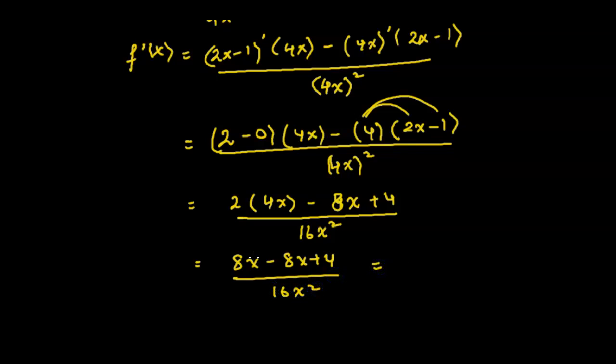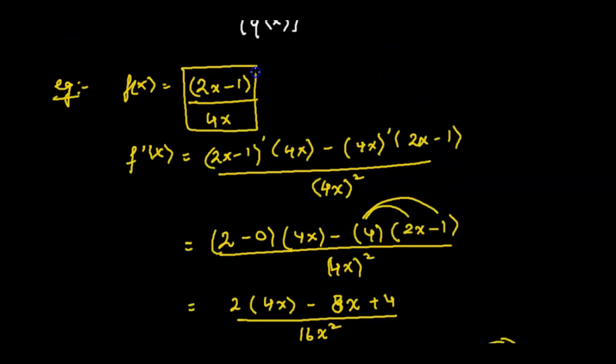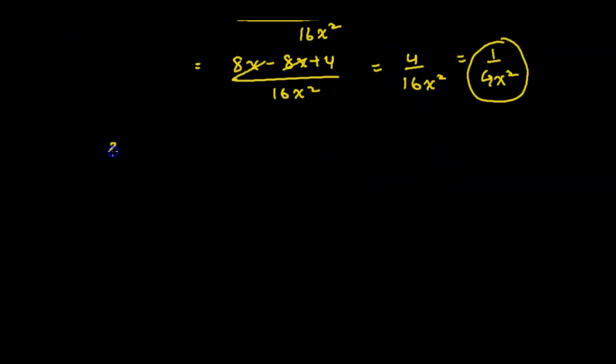When we simplify this further, we will be able to get a 4 out of 16x squared. That will be 1 over 4x squared. So this is the derivative of the original function that was given to us. Hence we can write the final answer as f prime of x is equal to 1 over 4x squared.